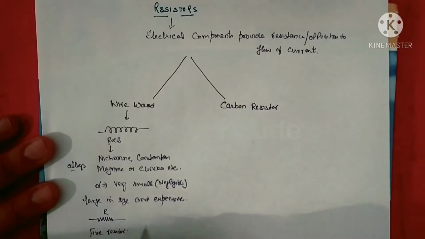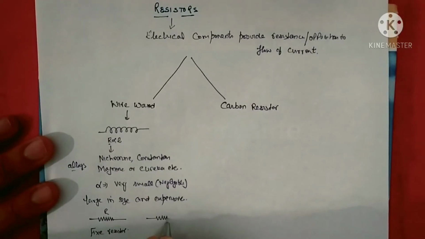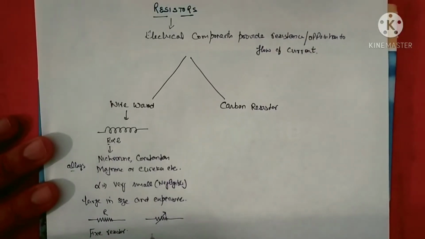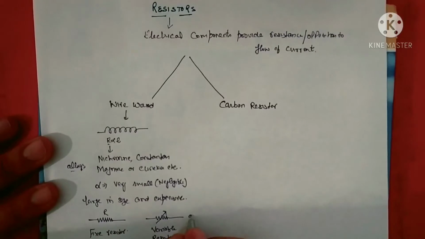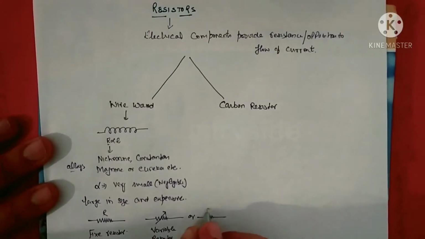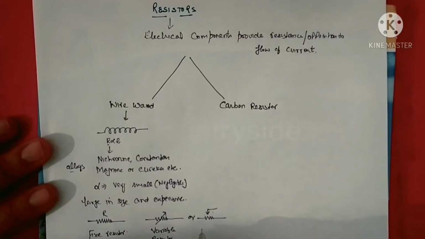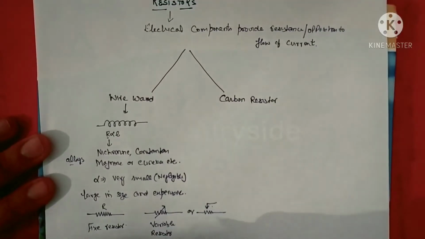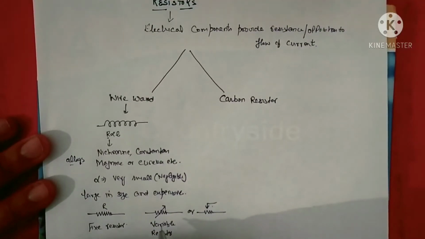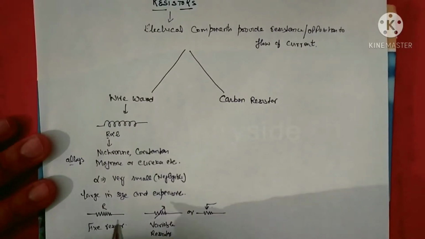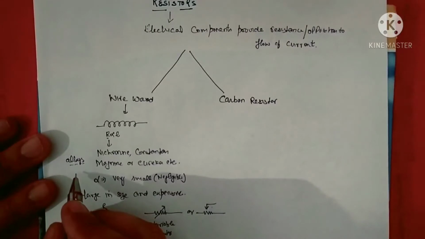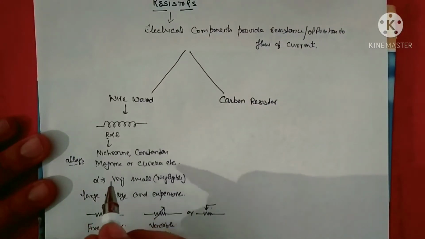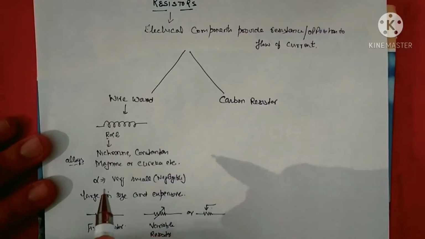This is the resistor of fixed resistance, and the resistors having an arrow in between are called variable resistors. We call them variable resistors, or this is also a symbol of variable resistors. These resistors are costly because they are made of metal alloys, and metals are costly, so we do not prefer wire wound resistors.